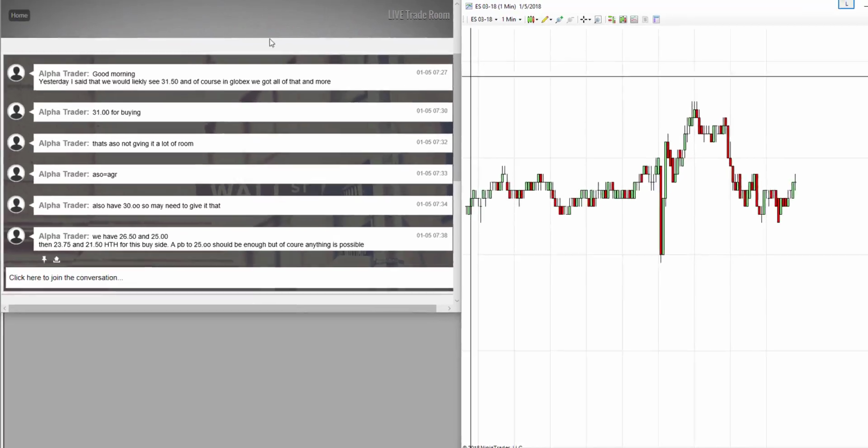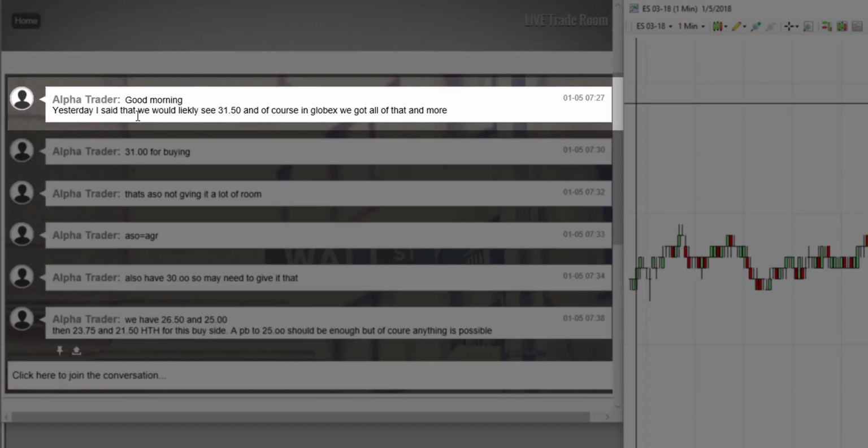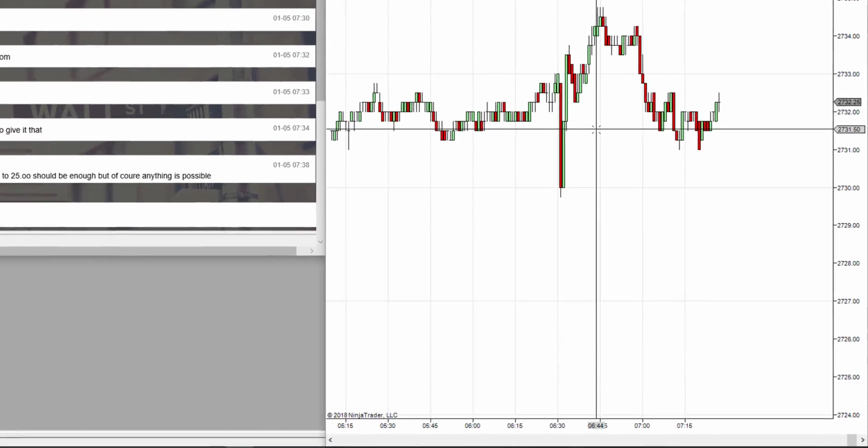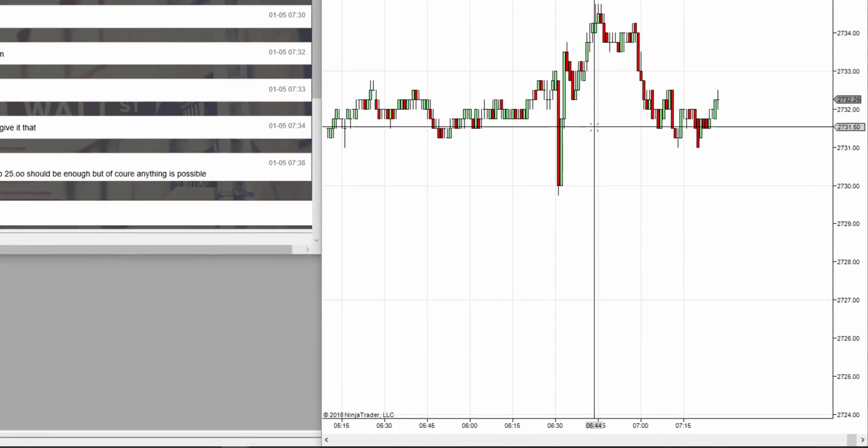room. So the first post was good morning. Yesterday I said that we would likely see 31.5, and of course in Globex we got all of that and more. So that was just referencing a post from yesterday on January 4th. So here's 31.5. If you look at my crosshairs, we clearly got that. So we didn't quite get there yesterday during the RTH, but we did get there through Globex. So that's what that's referring to.